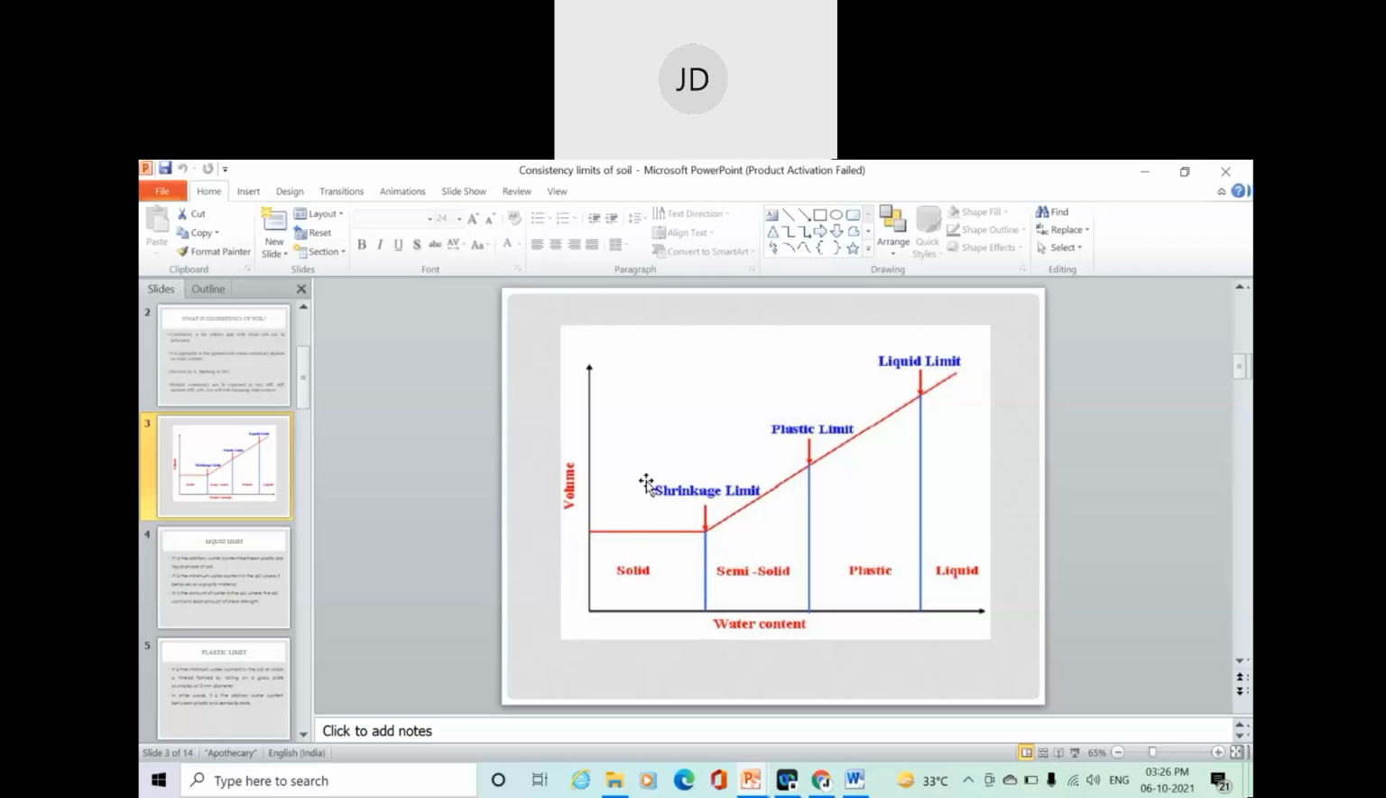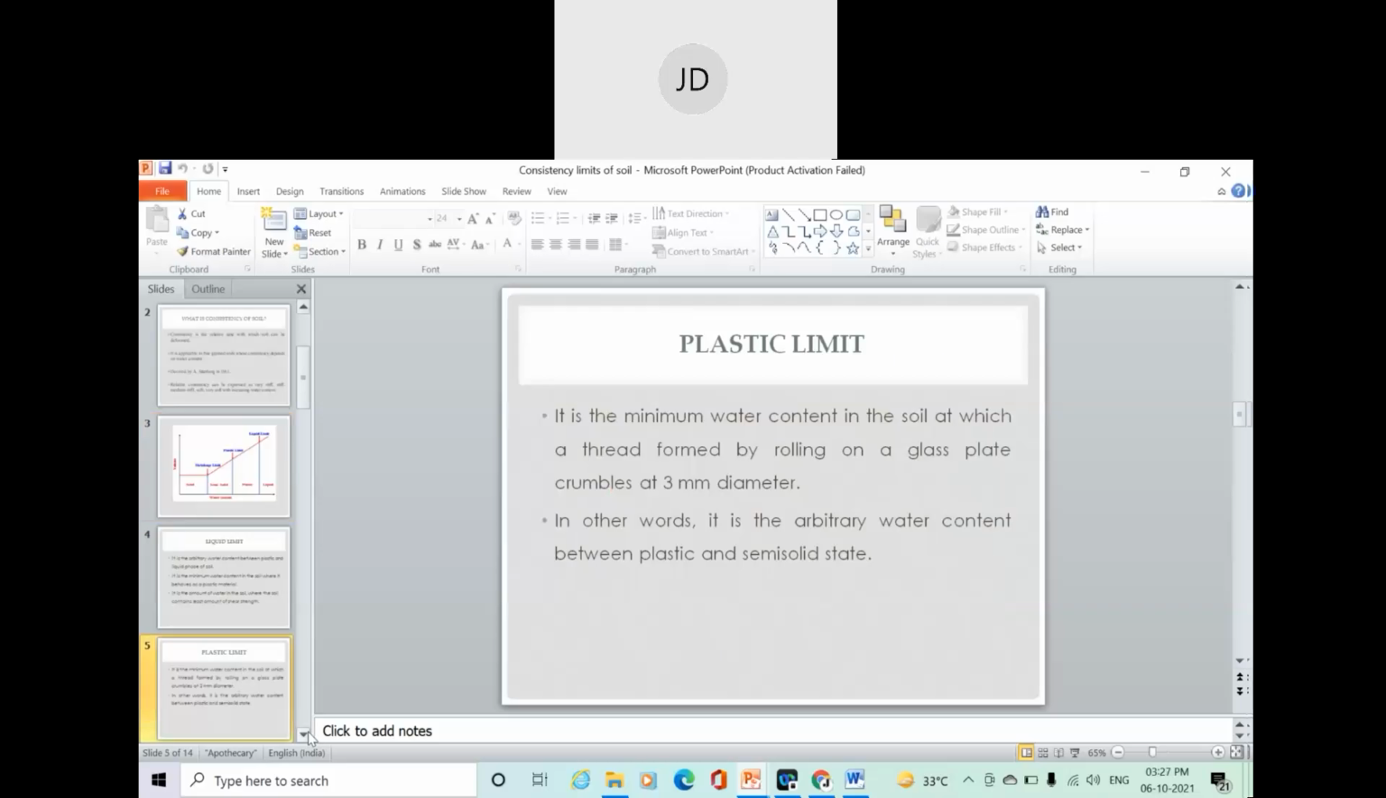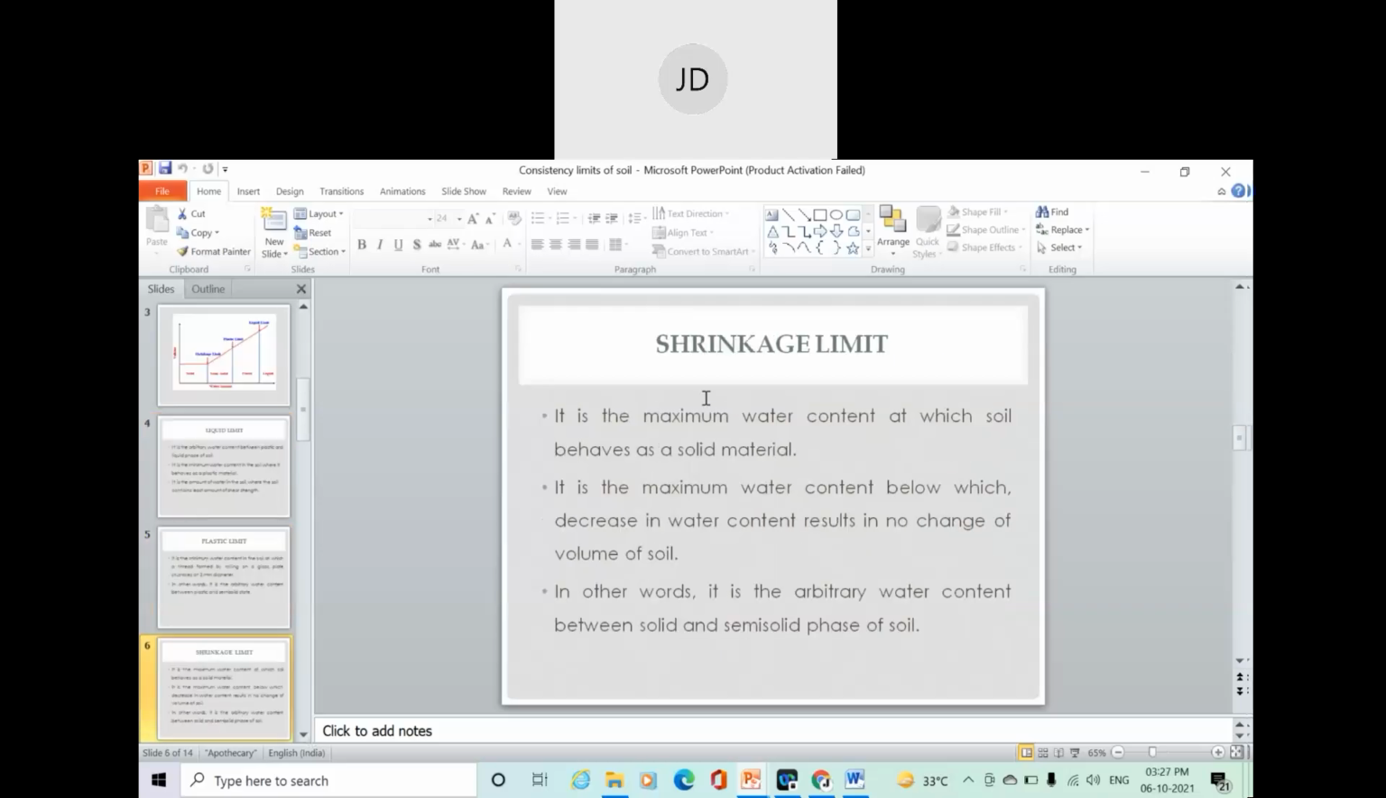If you reduce moisture content less than the shrinkage limit, there will be no change in total volume. You can see the line is going horizontal. There is no change in volume. This is the significance of shrinkage limit. Also, shrinkage limit is the boundary moisture content between semi-solid and solid state. Clear? Yeah. So all the definitions of shrinkage limit are given here.